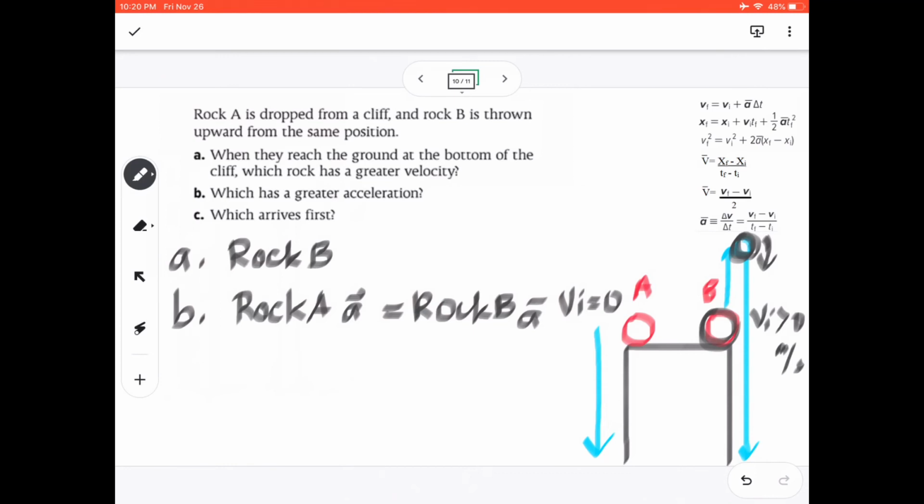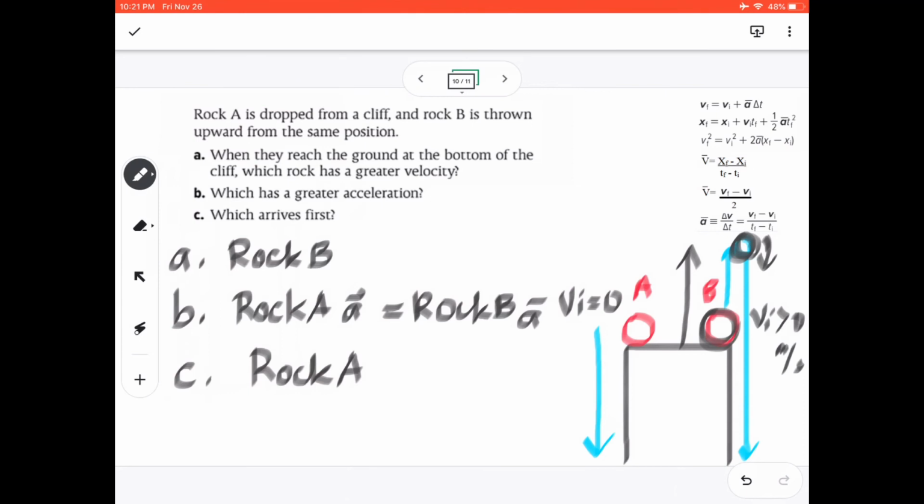All right, and then letter C, which arrives first on the ground? Of course, rock A. Why? Because rock B will still have to cover a certain distance going up before going down. Therefore, rock A will arrive first.